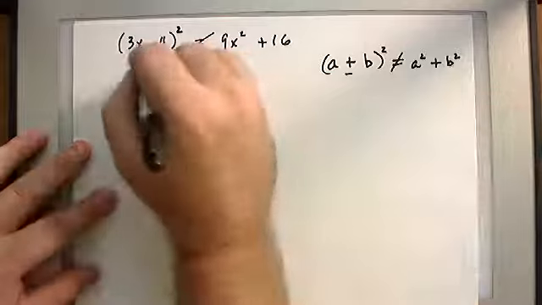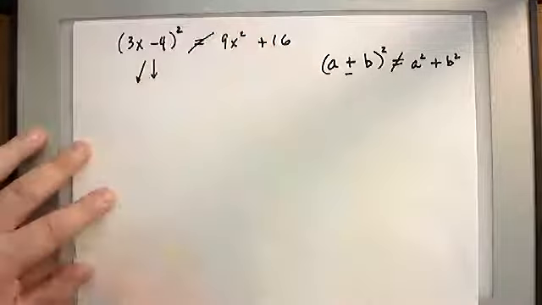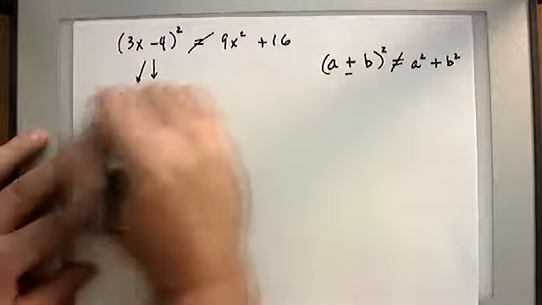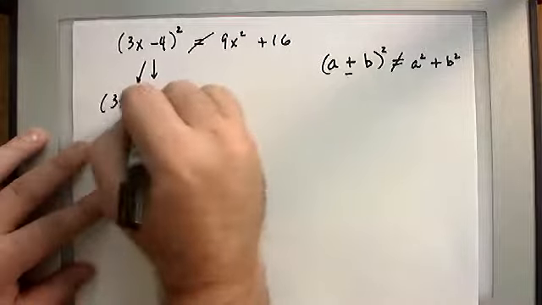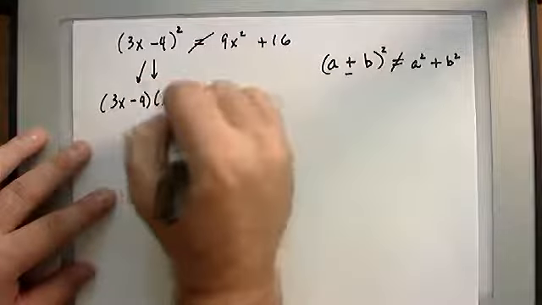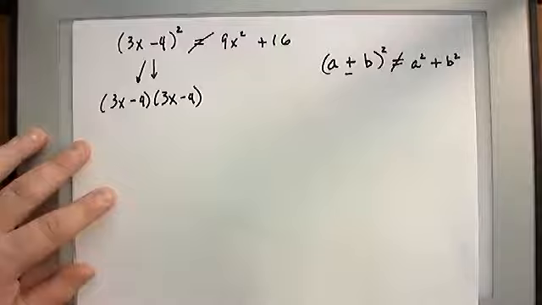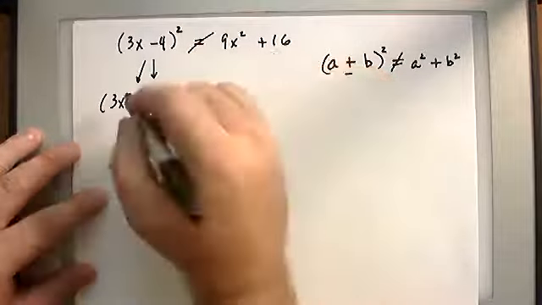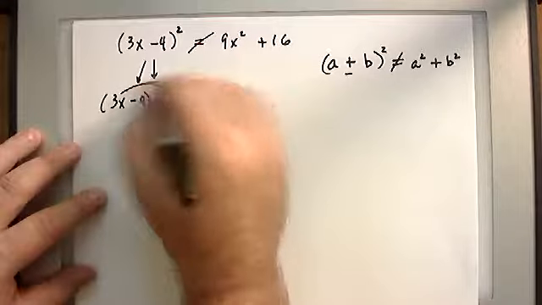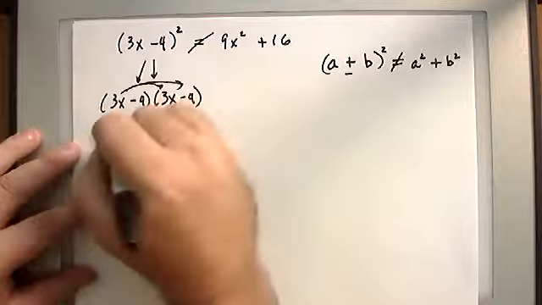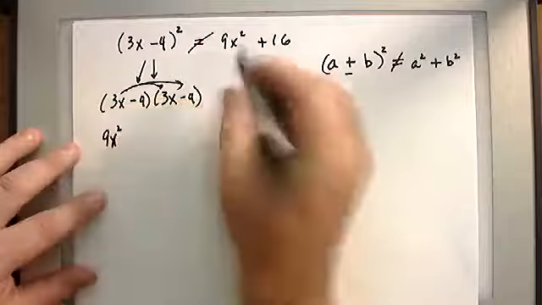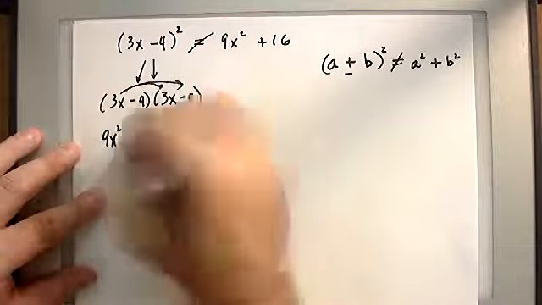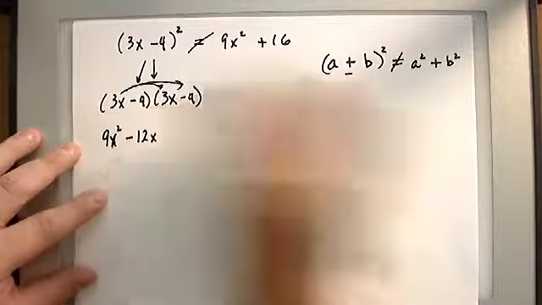Because think about it. What's 3x minus 4 squared mean? What does squared mean? It means times itself. So what you have here is 3x minus 4 times 3x minus 4. That's not going to come out to this. It's going to come out to more than that, right? Let's work this out. Take the first one, go to both. 3x times 3x, that's 9x squared. We did say that, we didn't think that was going to happen. 3x times -4, that's -12x.